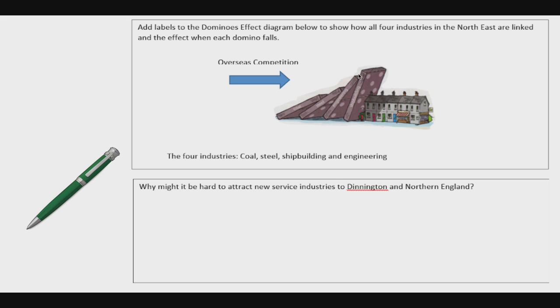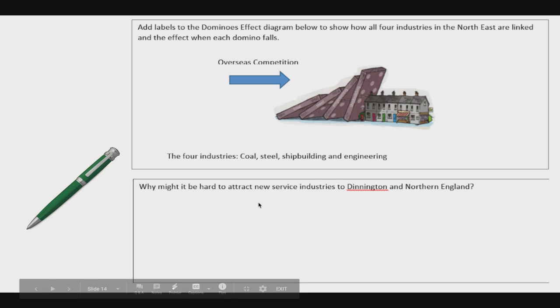And then eventually all of these people from coal, steel, engineering and shipbuilding are out of work, without that disposable income to be able to spend in their high street shops and restaurants, bars, cafes, hairdressers. Eventually, those shops also go out of business as well. This is what we might consider a spiral of decline, and it's almost the opposite of the multiplier effect, which you may have heard of if you do business studies.